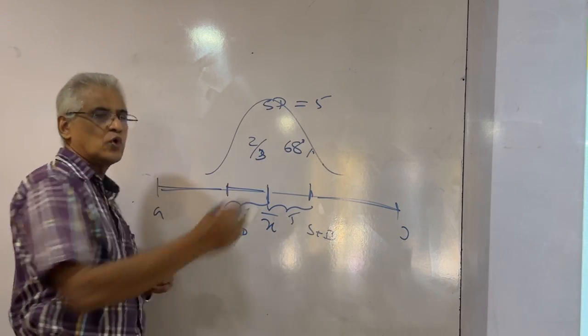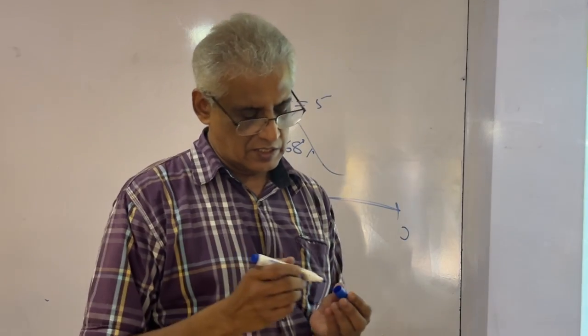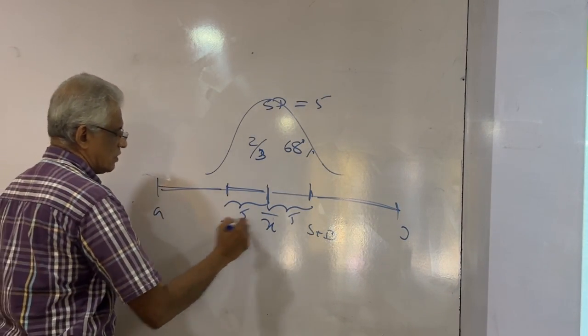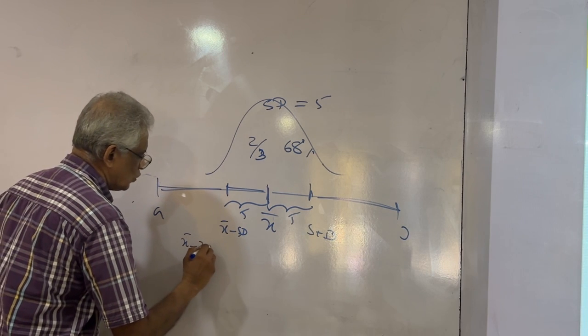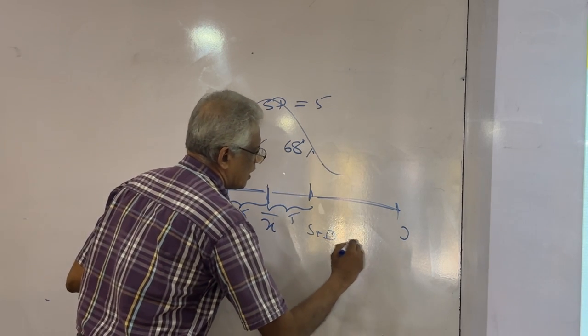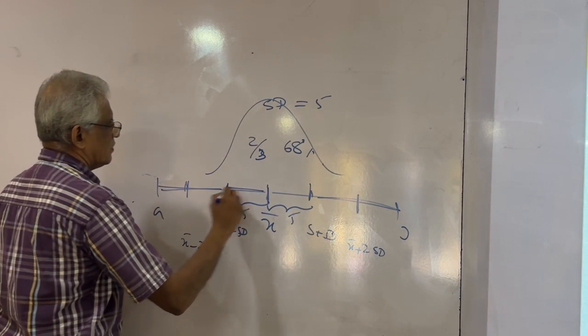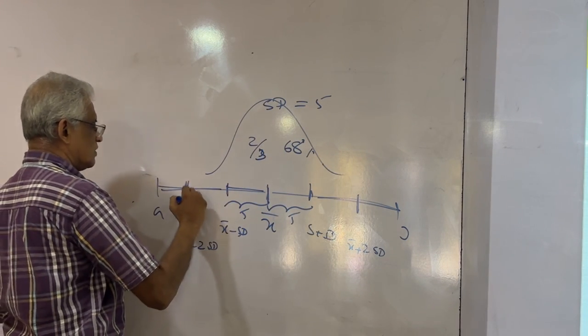For this kind of normal data, we talk about this in the next chapter actually. For normal data, we can show that if you consider x bar minus 2 times SD and x bar plus 2 times SD, like if this is 1 SD, then 2 SD will be somewhere here.